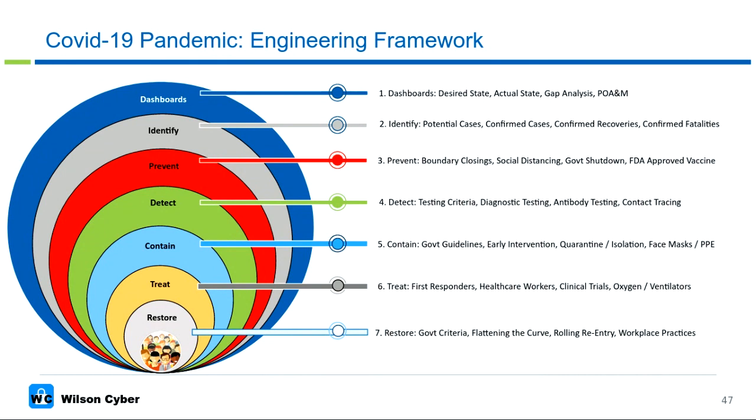So if we were designing tools and sensors for the pandemic, we would want to make sure that those tools and sensors would be able to provide both the current state as well as the desired state for each of these capabilities and be able to report those up to dashboards. That's fundamentally what we're looking to do for an engineering practice around the pandemic.